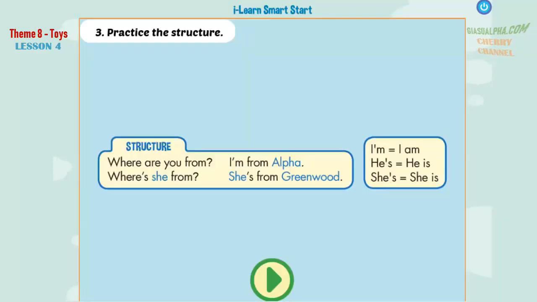B. 3. Practice the structure. Where are you from? I'm from Alpha. Where's she from? She's from Greenwood.